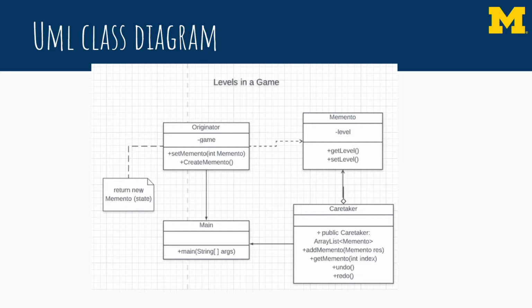This is my UML class diagram for the levels in a game. I wanted a very simple demonstration of how the memento design pattern works. The UML class diagram here displays the three main entities: the originator class, the memento, and the caretaker. Think of the memento itself as the actual state.